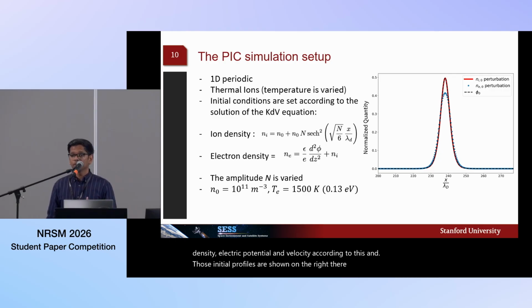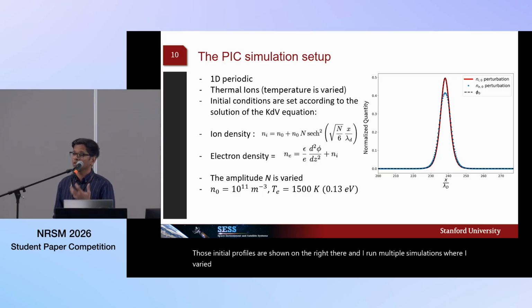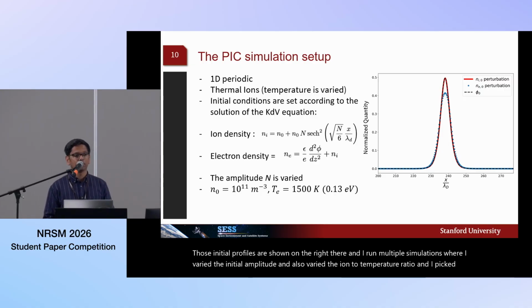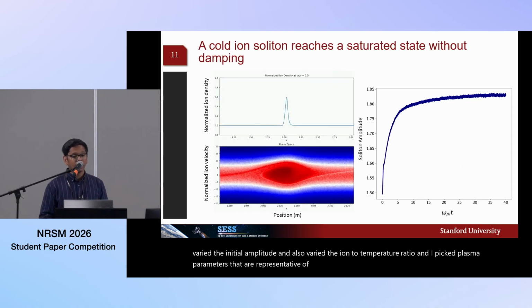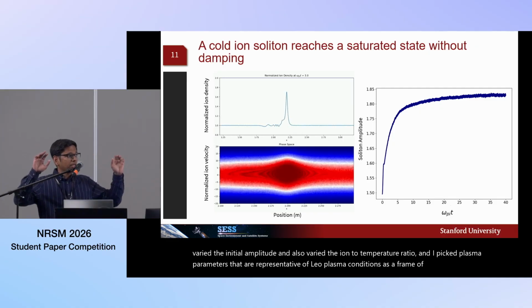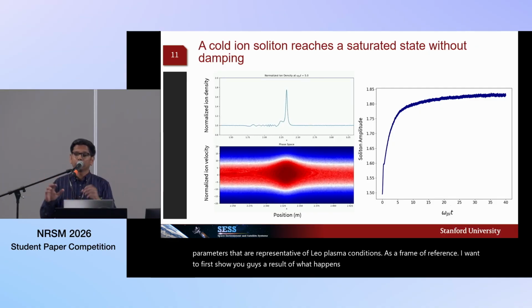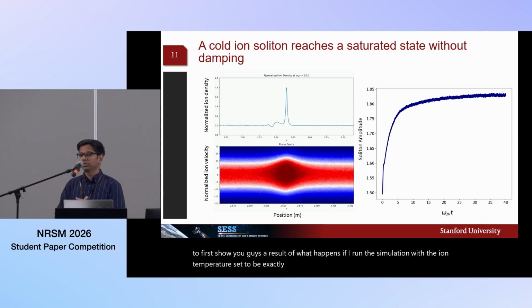And I run multiple simulations where I vary the initial amplitude and also vary the ion to electron temperature ratio, and I picked plasma parameters that are representative of LEO plasma conditions. As a frame of reference, I want to first show you guys a result of what happens if I run the simulation with the ion temperature set to be exactly 0. That's the movie on the top left.